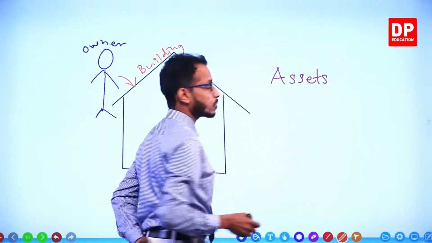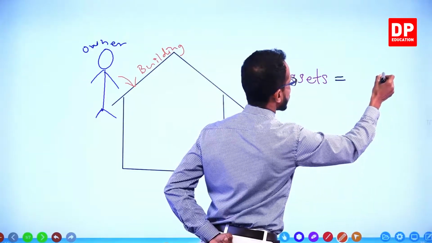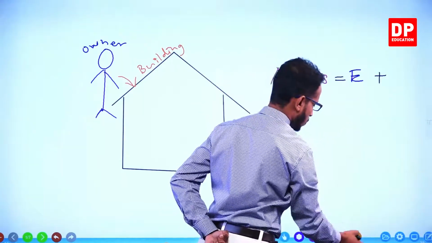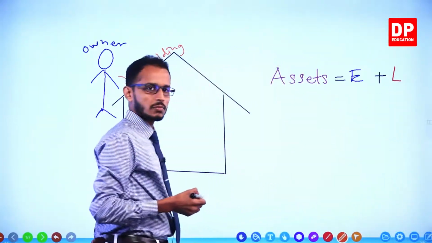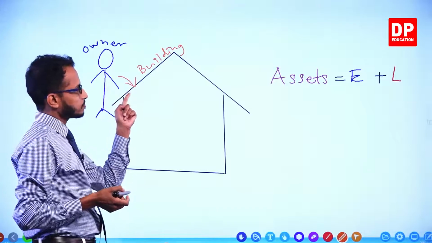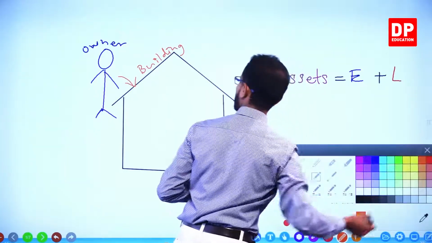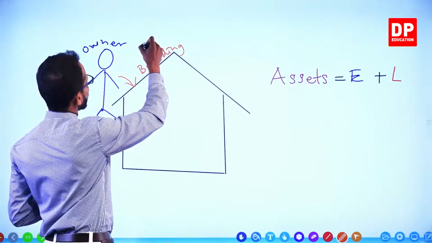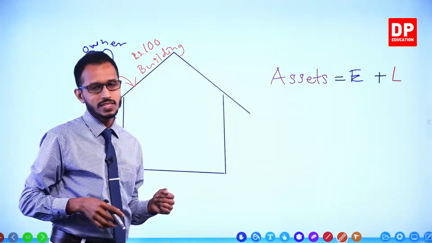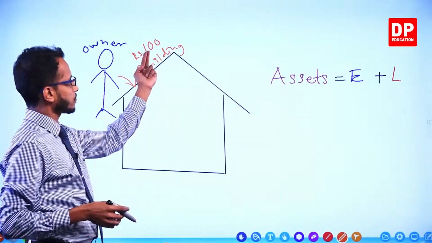I'll take these figures to the accounting equation, okay? Assets equals capital plus liabilities, or equity plus liabilities. E plus L, equity plus liabilities. All right. Then when the owner invested the building, let's apply a value for the building, right? Let's say the building is worth 100 rupees. Just for an example, we'll use simple figures.